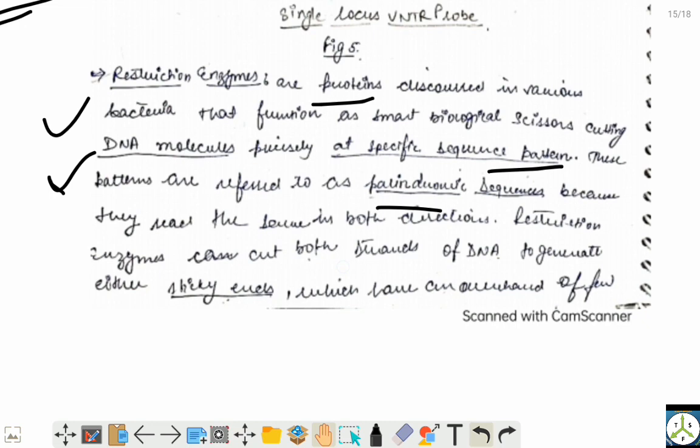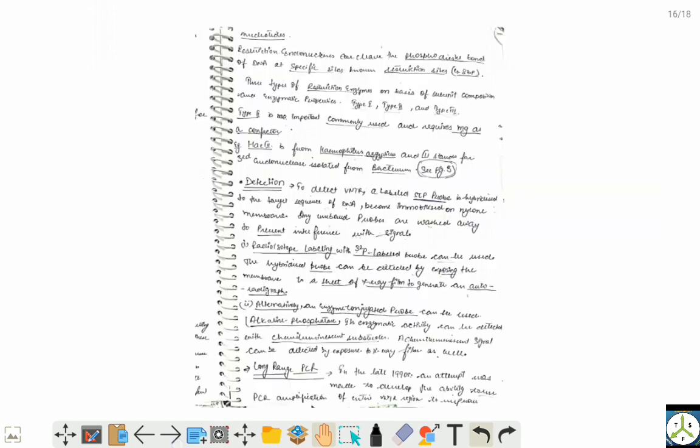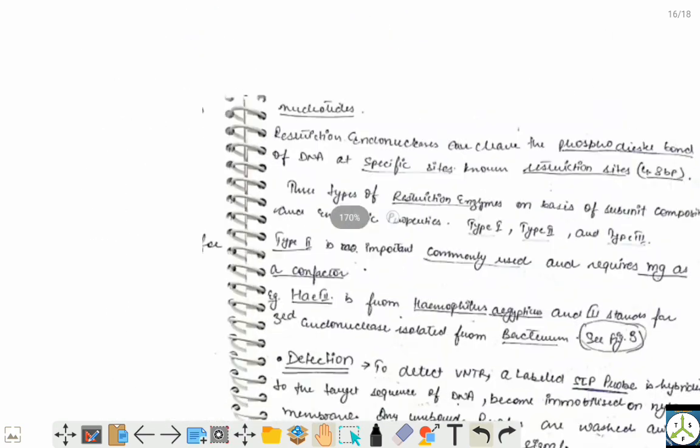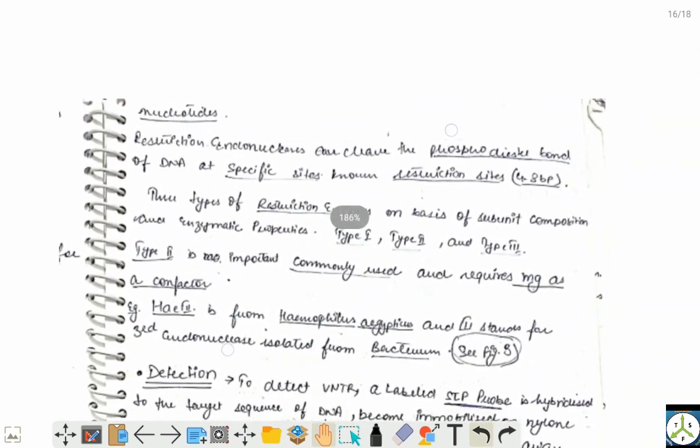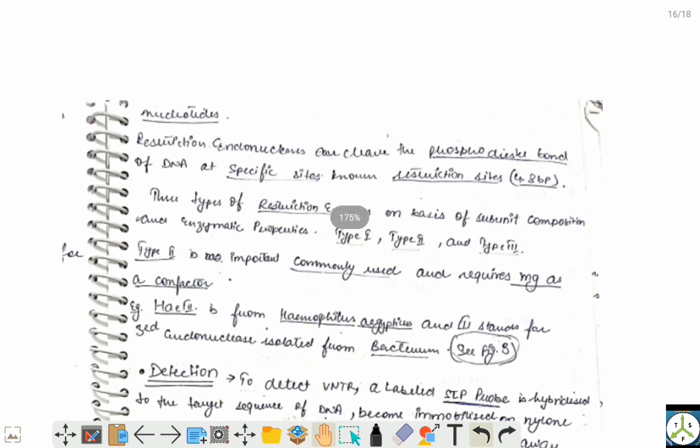Restriction enzymes can cut both strands of DNA and generate sticky ends, which have an overhang of a few nucleotides. So they have some extra nucleotides present, which help to bind the radioactive probe. Restriction endonucleases cleave the phosphodiester bond of the DNA, I think you know about the phosphodiester, we have discussed it in the previous video, at a specific site known as the restriction site. These restriction enzymes are classified on the basis of subunit composition and enzymatic properties. So there are three types of restriction enzymes, basically type 1, type 2 and type 3.